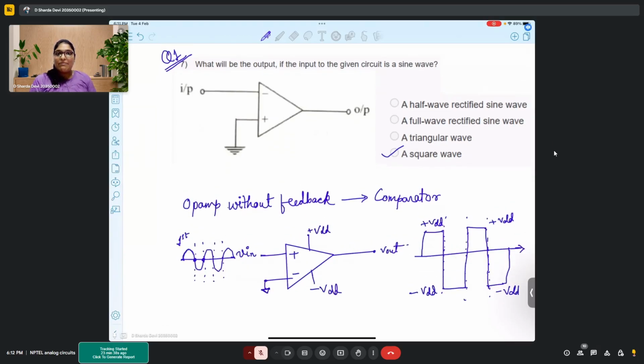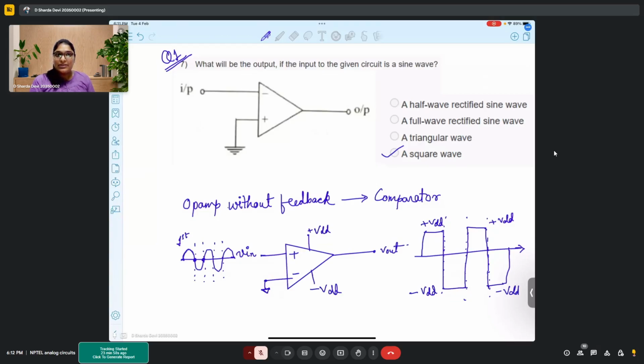So when the op-amp does not have any feedback, you should keep this in mind that your output will saturate. It can either give you plus VDD or minus VDD, but the value will depend on what is the reference voltage that you are looking at. Is this clear to everyone?